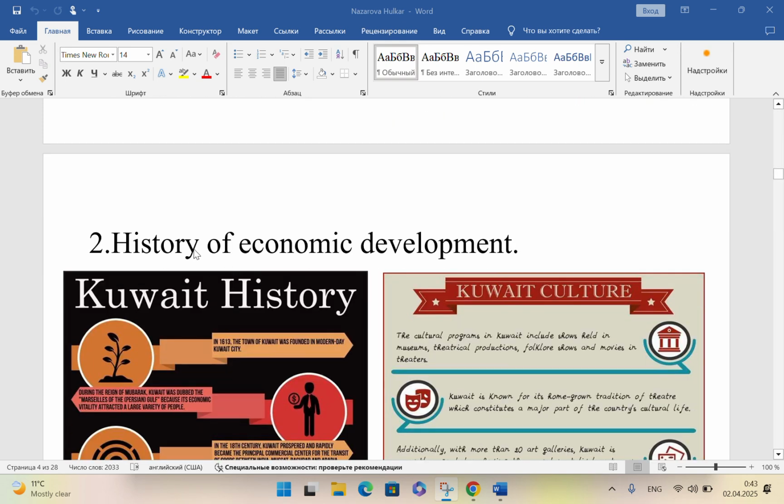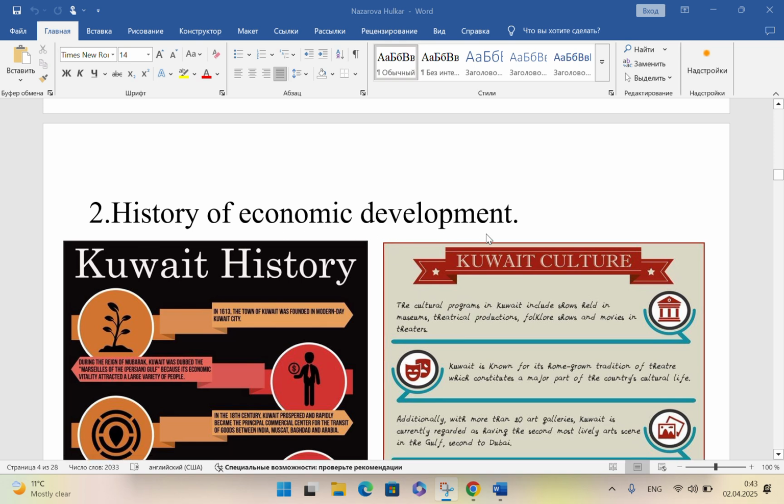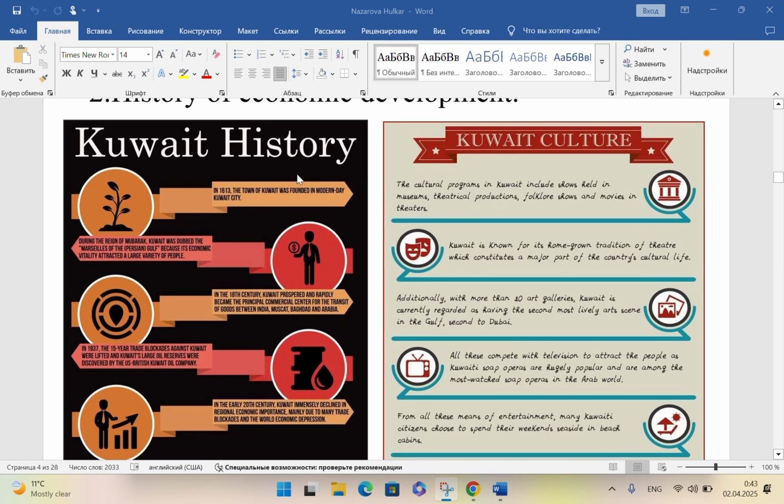And also the history of the economic development, the Kuwait history. In the 1630s, the town of Kuwait was founded in modern-day Kuwait City. During the reign of Mubarak, Kuwait was dubbed the Marseilles of the Persian Gulf because its economic vitality attracted a large variety of people.